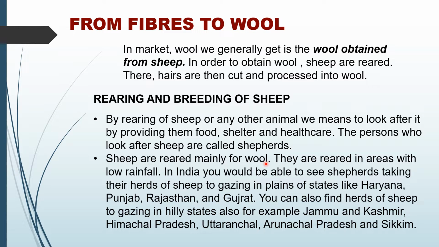We also rear cows and goats, but we mainly look after them for milk. Sheep are reared mainly for wool. They are reared in areas with low rainfall. In India, you can see shepherds taking their herds of sheep to graze in the plains of states like Haryana, Punjab, Rajasthan and Gujarat. You can also find herds of sheep grazing in hilly states, for example Jammu and Kashmir, Himachal Pradesh, Uttaranchal, Arunachal Pradesh and Sikkim.